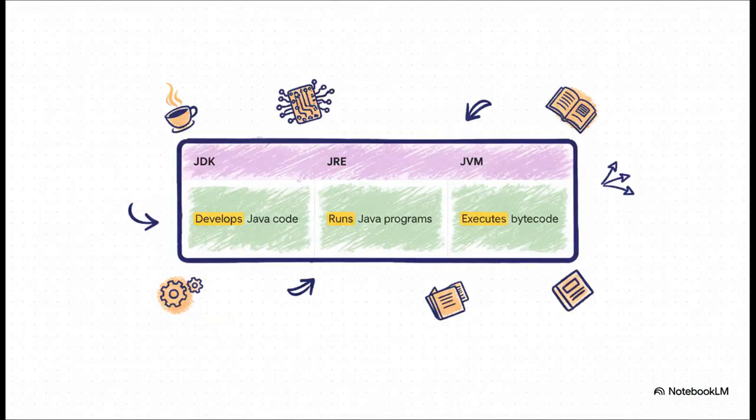Let's start by getting 3 crucial acronyms straight in our heads: JDK, JRE, and JVM. Just remember it like this. The JDK is the whole toolkit you use to develop code. The JRE is what you need just to run a Java program. And the JVM, the Java Virtual Machine, that's the engine that actually executes the code. They're a team, but they each have a very specific job.